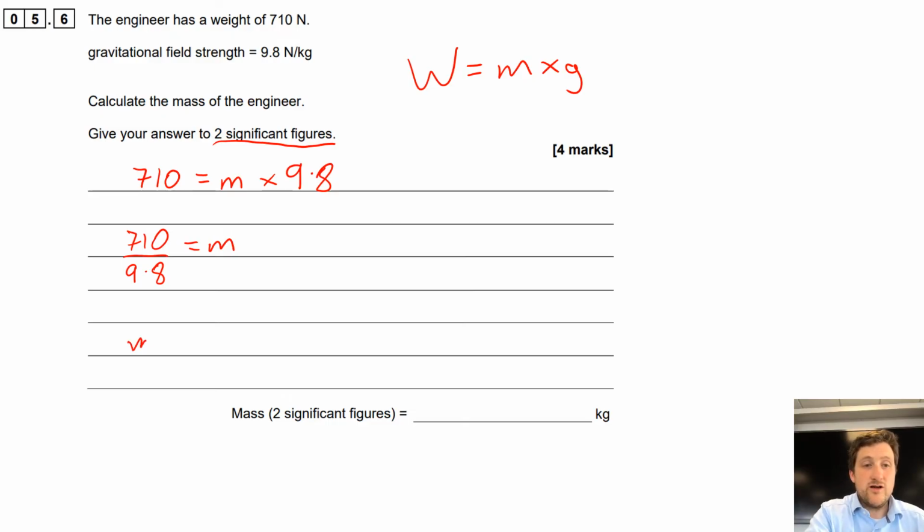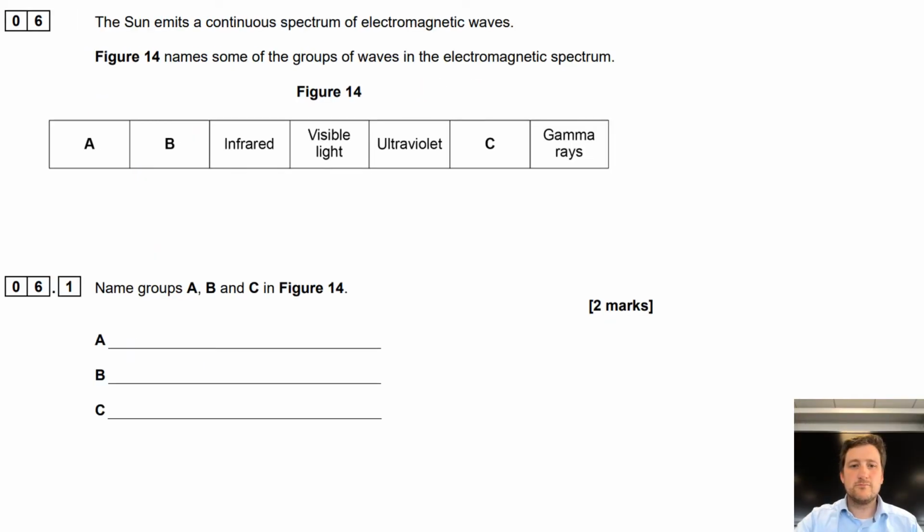We're then going to do mass equals, and again, put it into our calculator. This is lots of numbers, 72.4. Again, that's our third mark, but we need two significant figures, so it's going to be 72 kilograms.